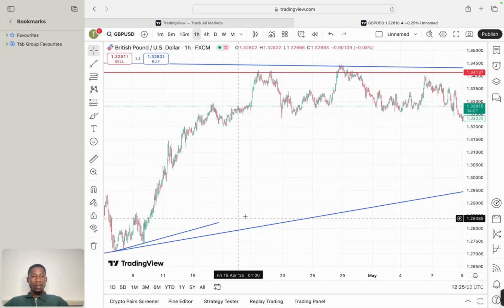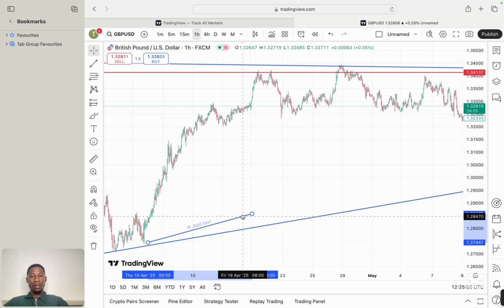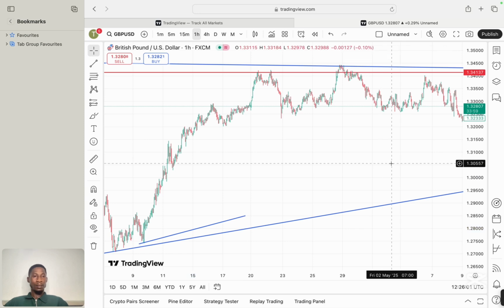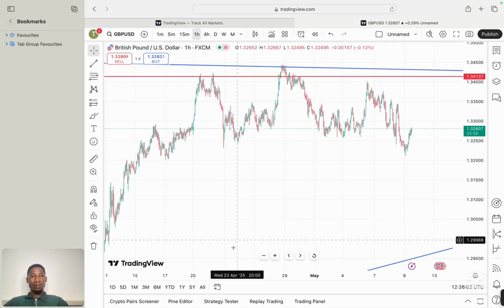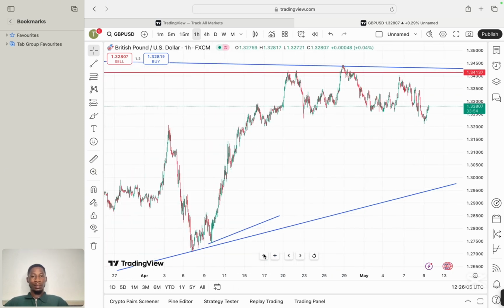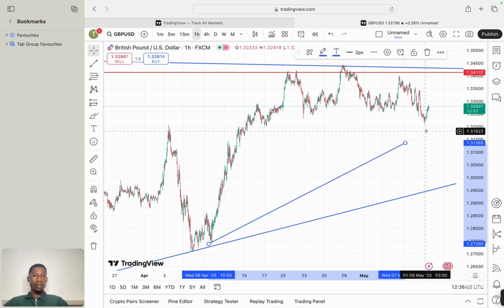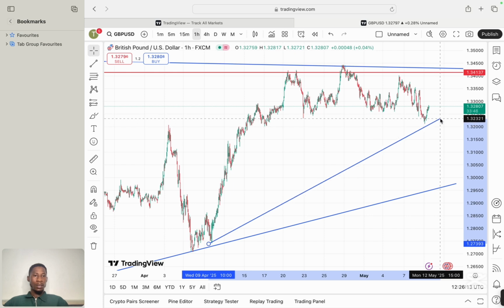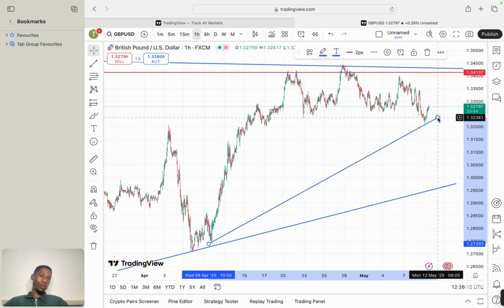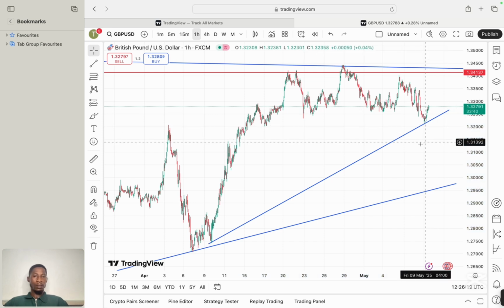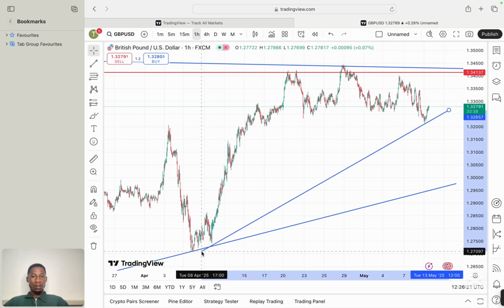I can draw a trend line here, but I just don't like making my chart look messy. Okay, let's just give it a try and draw a trend line. At this point, let's see how it's going to look. Okay, not bad. Alright.